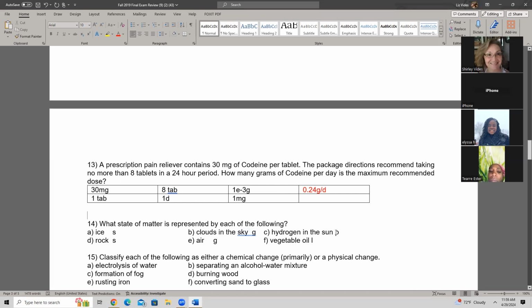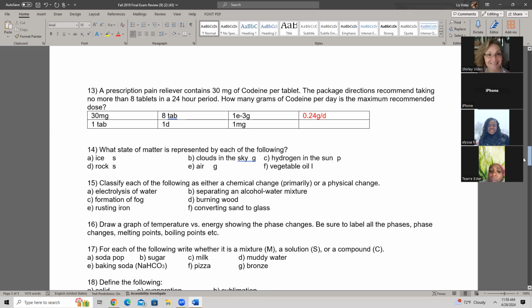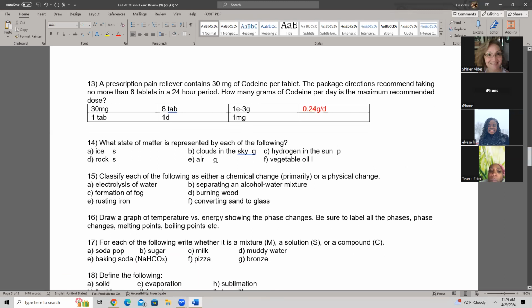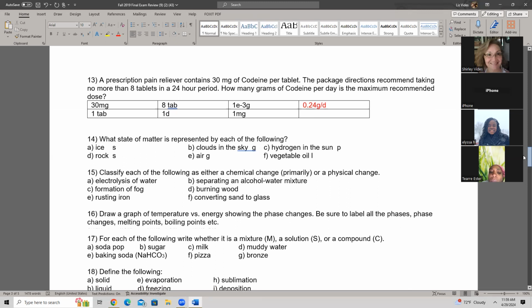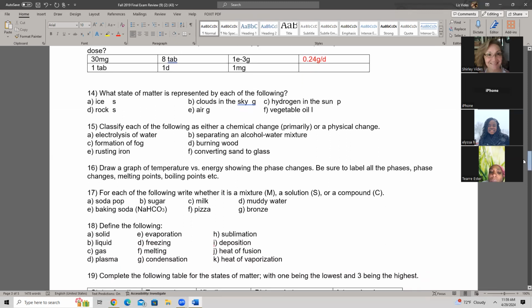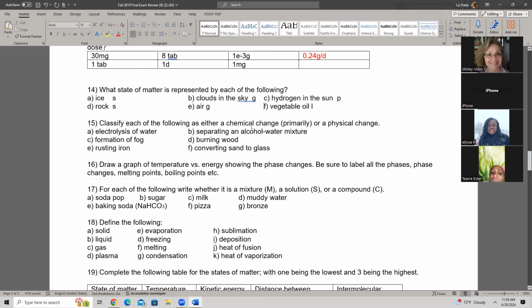And the one thing that I remember telling you is that hydrogen in the sun or anything in the sun is going to be plasma, because plasma is what the sun is made of. Right. It actually is a conversion of hydrogen to helium, because the sun happens to be our biggest fusion generator.